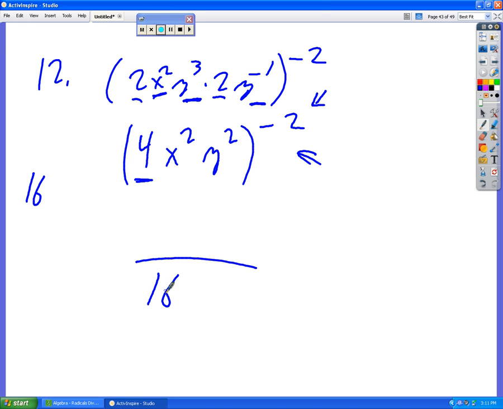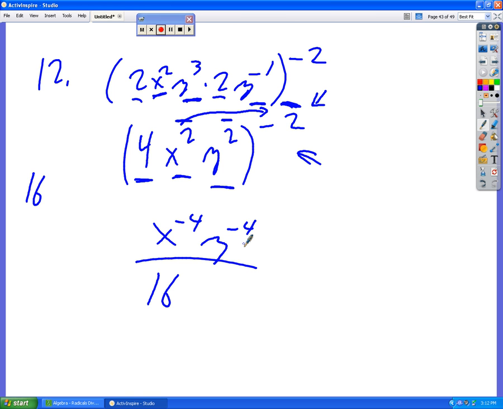Then we got the x on top, x here. And there's 2 of them. I'm going to take this 2 times the -2 outside. Every exponent inside has to be multiplied by the exponent outside. 2 here times -2 is -4. Then I have y squared, the 2 here times the negative 2 is y to the negative 4.